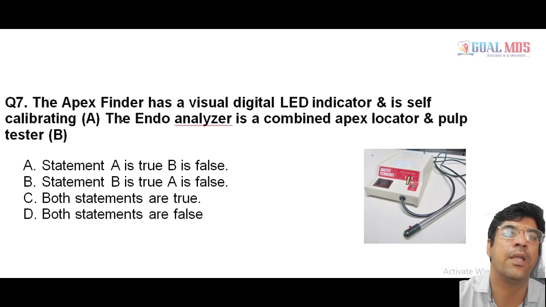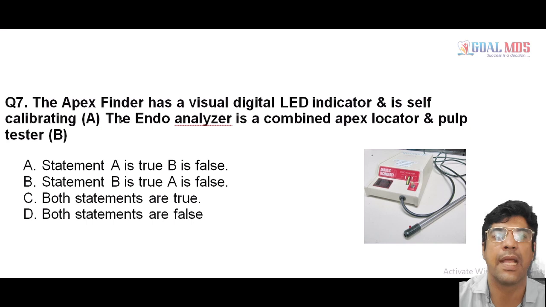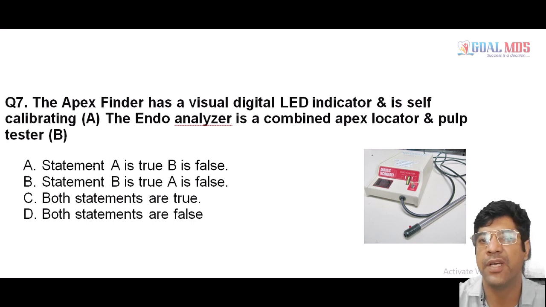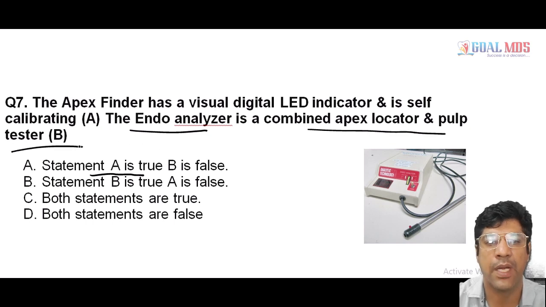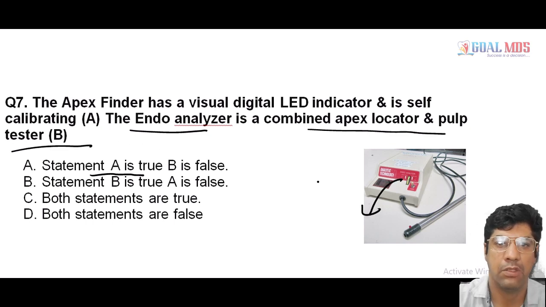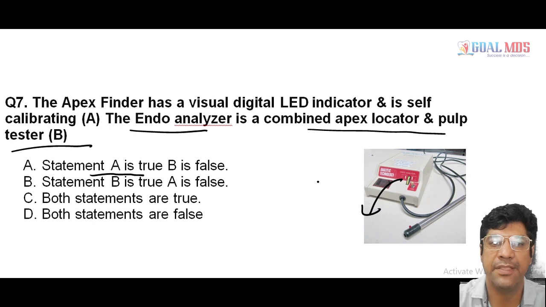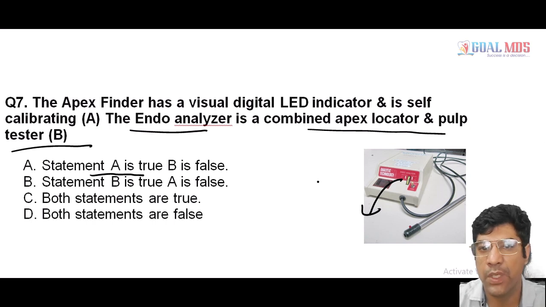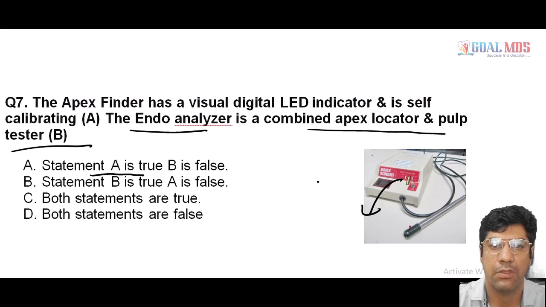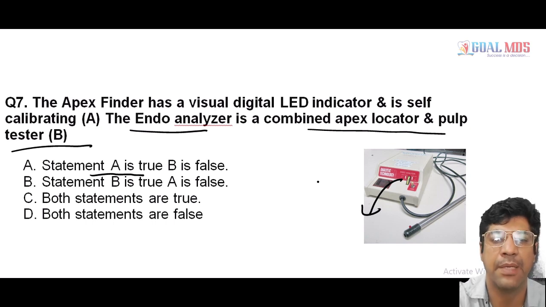Option B, the endo analyzer, is a combination of apex locator and pulp tester. So this one is the endo analyzer. It is a combined apex locator and pulp tester. So that will help the dentist to determine the length of the root canal using apex locator technology and simultaneously assess the pulp vitality. So the correct answer is that both statements are true.